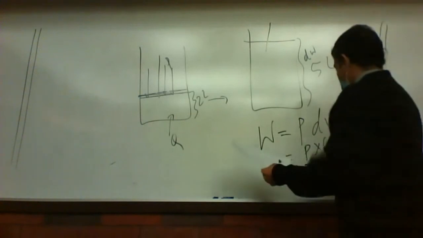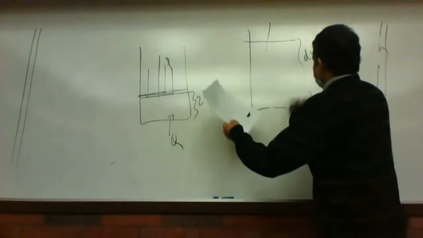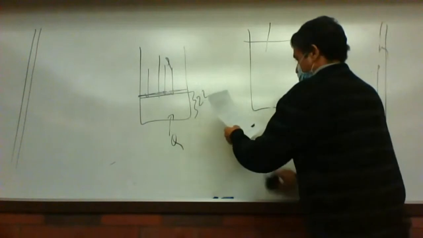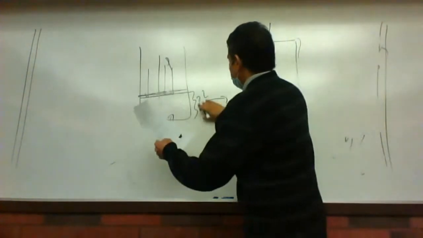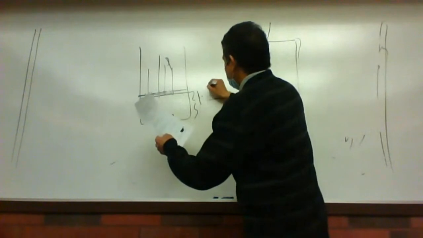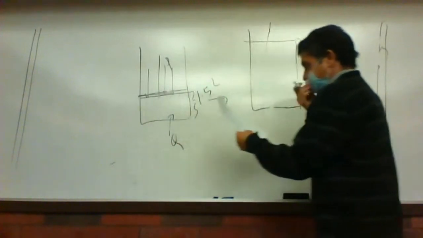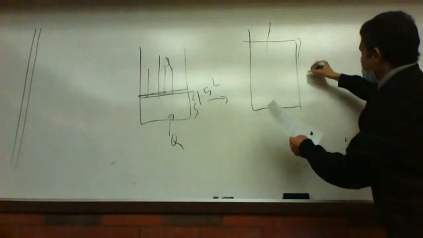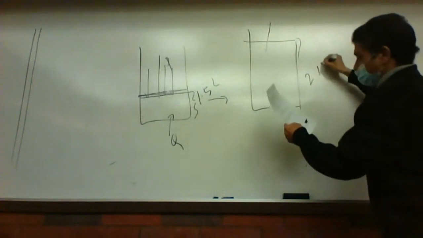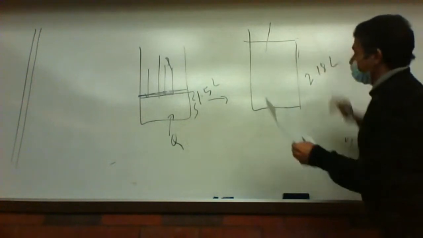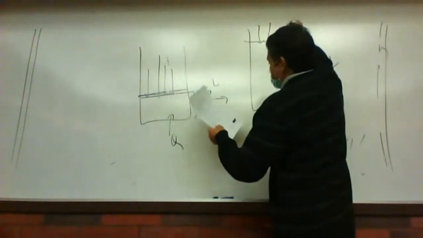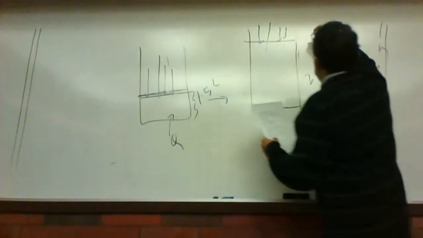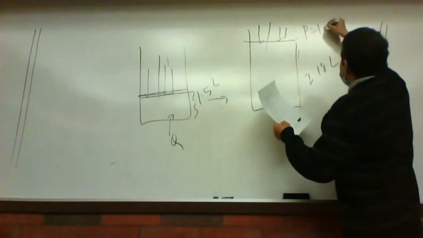So here is a real problem. Let's do that problem. Everything is the same here. This is saying I have 1.5 liters of gas at the beginning, and I expand and it becomes 2.18 liters. And the atmospheric pressure, what is the pressure pushing this piston down? 1 atmospheric pressure. So P is 1 atmosphere.